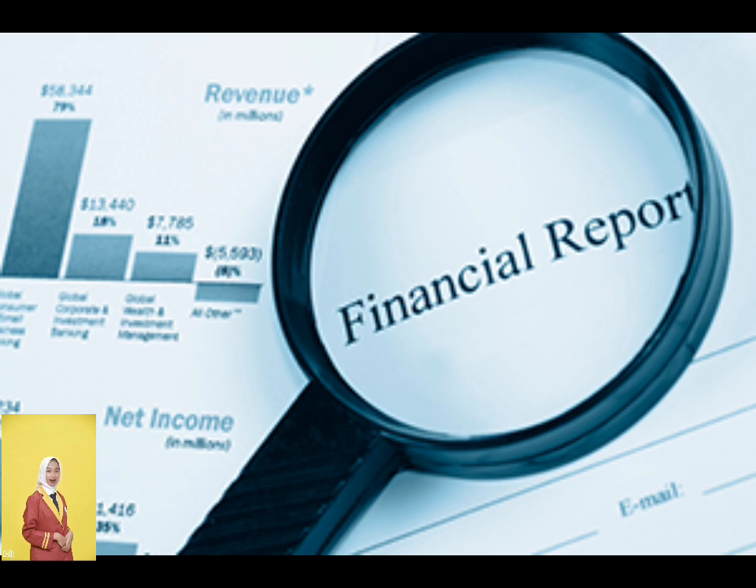operations. Each type of financial statement contains important elements that provide detailed insights into a company's financial health. Let's explore these elements further. Assets are resources owned by the company that are expected to provide future economic benefits. Assets are divided into 2 categories: current assets, which are expected to be converted to cash or used within 1 year, such as cash, receivables, and inventory.